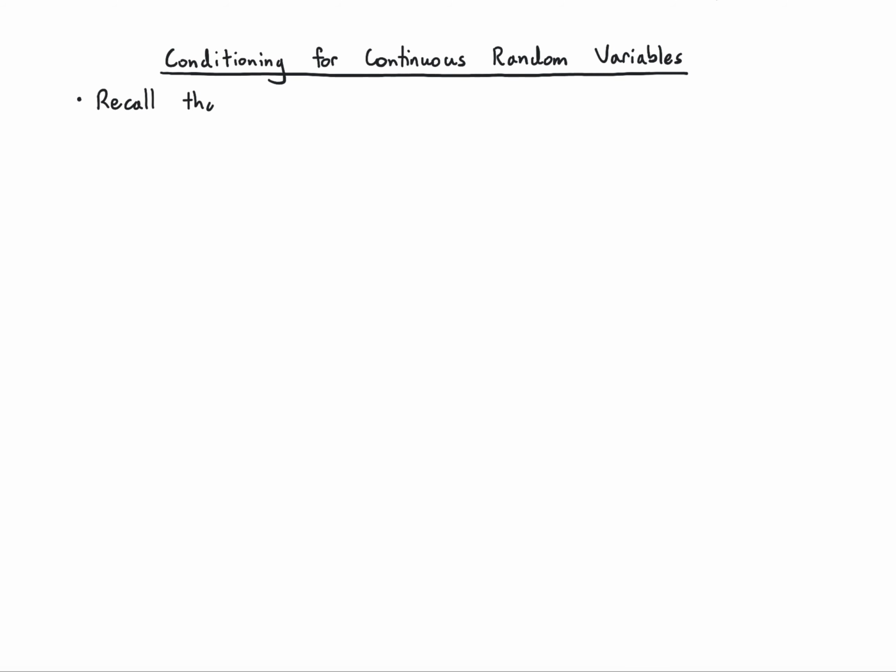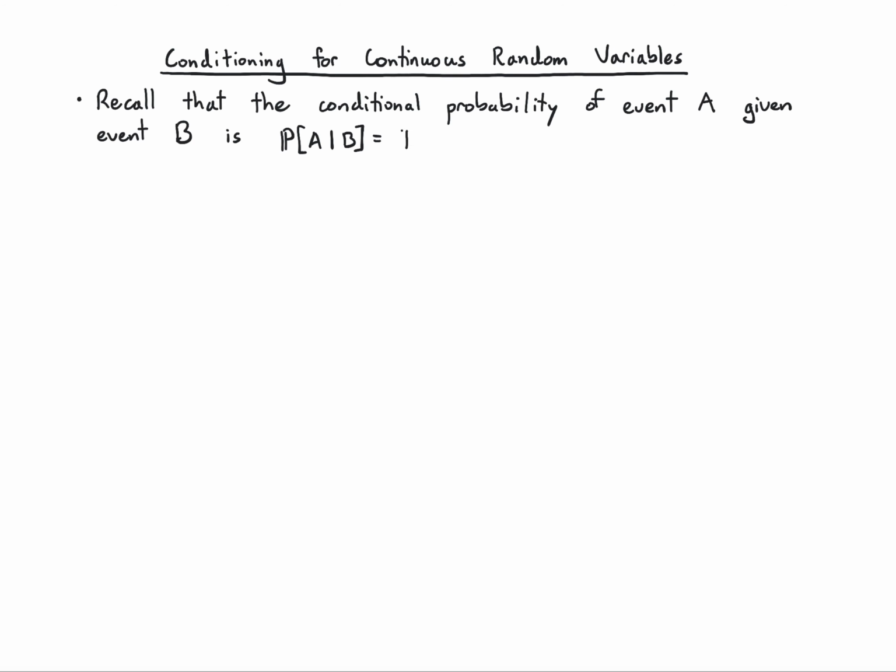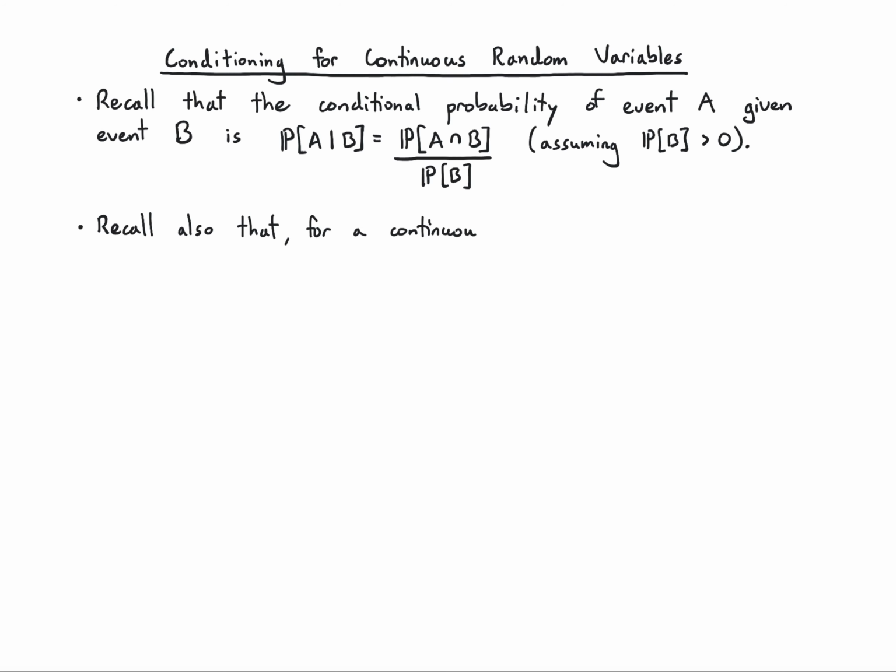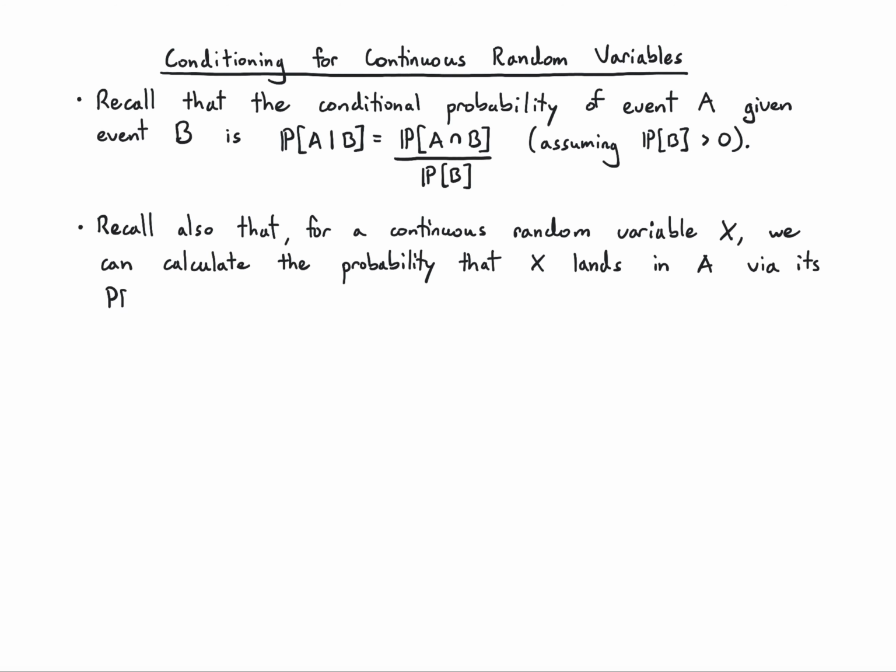So remember, again, that the conditional probability of seeing an event A, given that event B occurs, is the probability of A given B, which is the probability of the intersection of A and B divided by the probability of B, assuming, as always, that the probability of B is greater than 0. And also remember, for a continuous random variable x, we can calculate the probability that x lands in the set A via the PDF. All I do is integrate over the set A for the PDF.